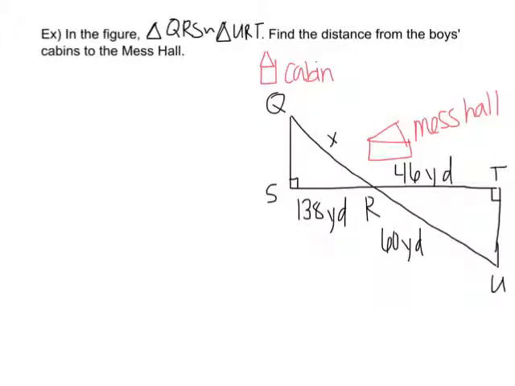In the figure, triangle QRS is similar to triangle URT. Find the distance from the boys' cabin to the mess hall. Go ahead and pause the video, and I want you to try this one on your own.